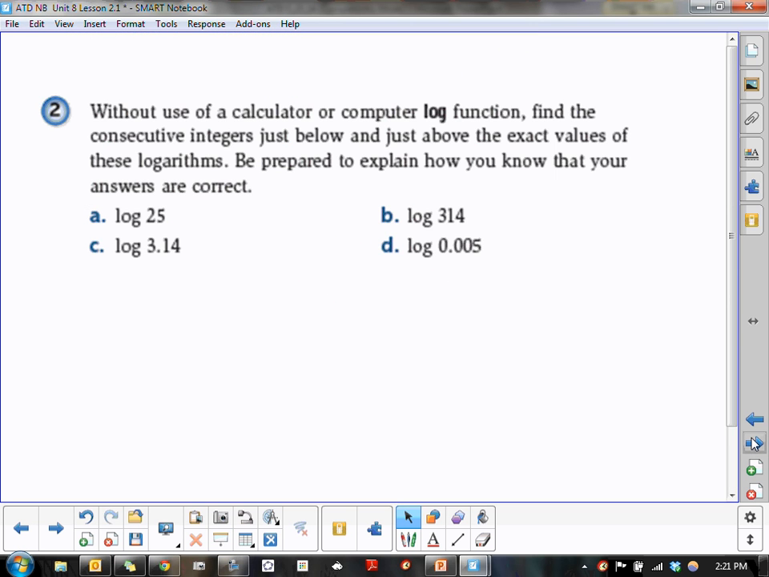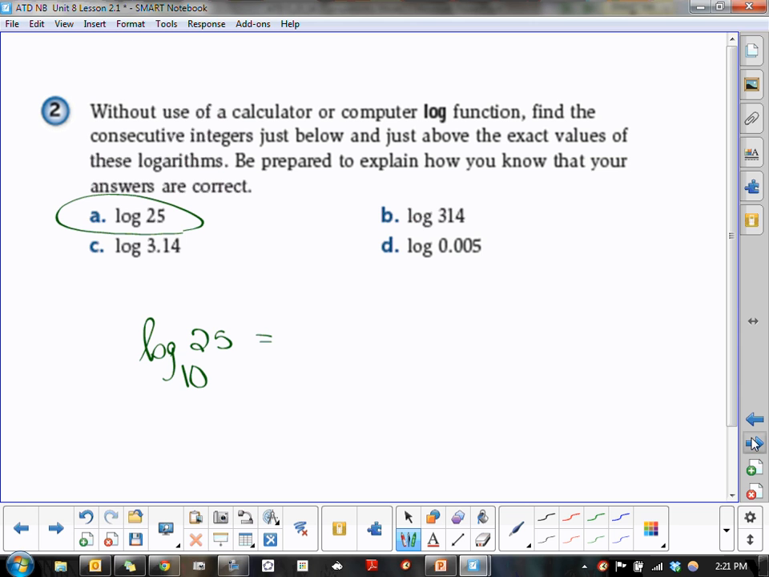Today we're going to push and try to figure out some common sense things. So here is an exercise of trying to figure out what this exponent should be between. In question number 2 it says, without using the calculator, computer, log function, find the consecutive integers just below and just above the exact values of these logarithms. Let me make sure we understand what this is asking. This is a log of base 10 of 25. Really what this expression is supposed to find is an exponent. In other words, we're supposed to find the exponent I raised 10 to get 25.